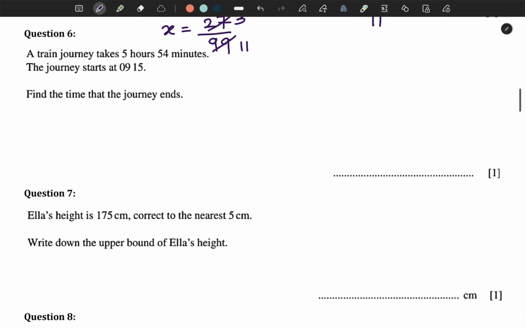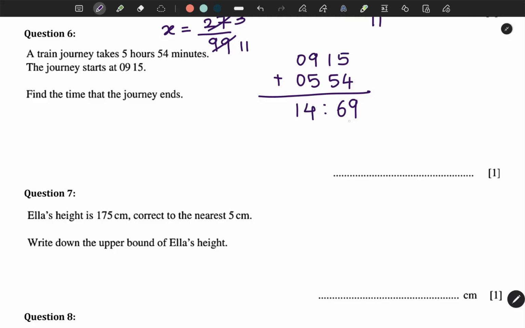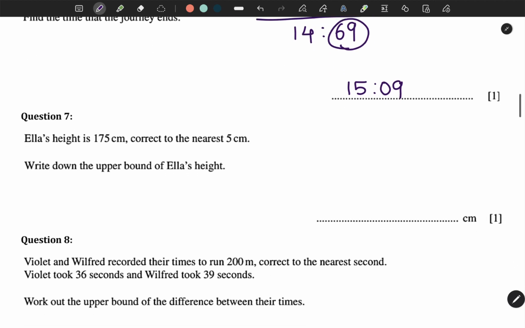Next question. A train journey takes 5 hours 54 minutes. The journey starts at 9:15. Find the time that the journey ends. Let's first begin with where it starts, that is 9:15. And let's just add the given hours, that is 5 hours and 54 minutes, to this. This gives us 14:69. But we know that 1 hour will be completed with 60 minutes. That would become 15 and 9 minutes left. So 15:09 would be the time where the journey ends.